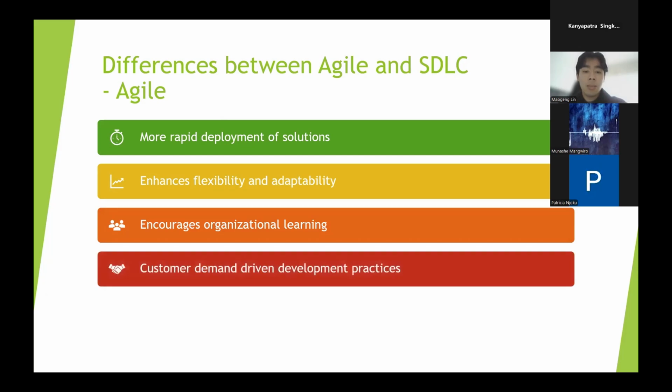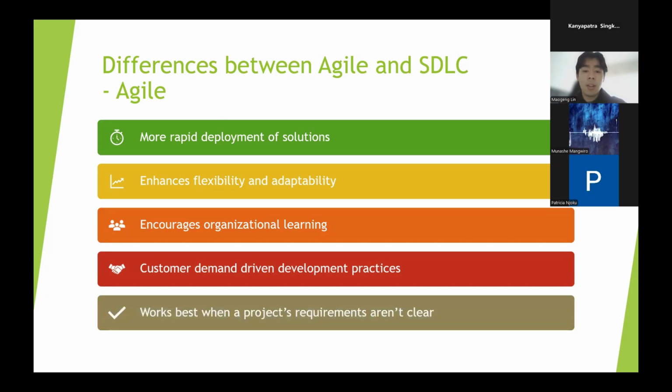After that, customer demand-driven development practices. Agile puts customers at the center of the decision-making. Features are prioritized based on the customer's value, meaning the most important functions are developed first. This reduces wasted effort and ensures that outcomes closely match the user's needs.